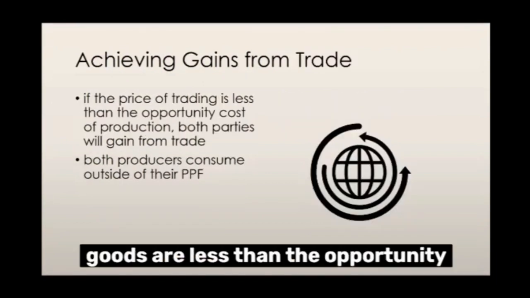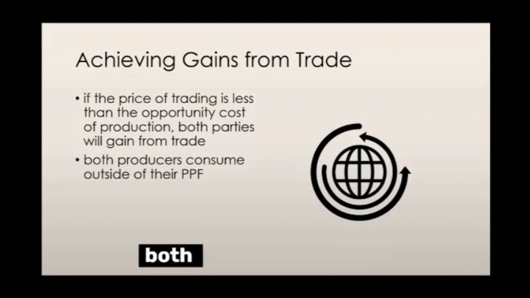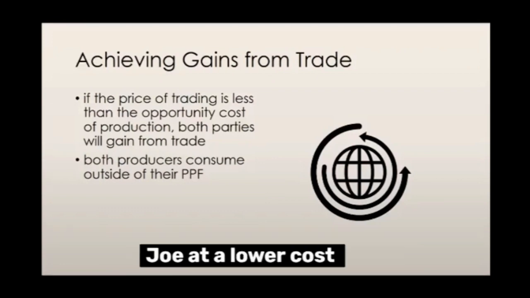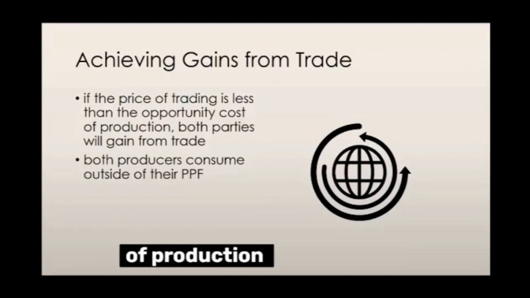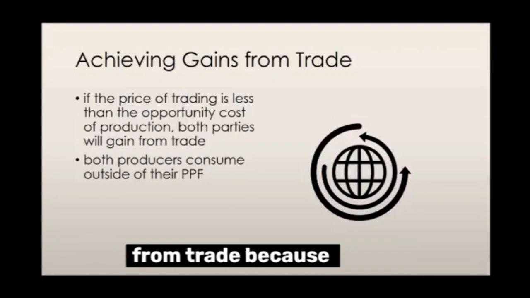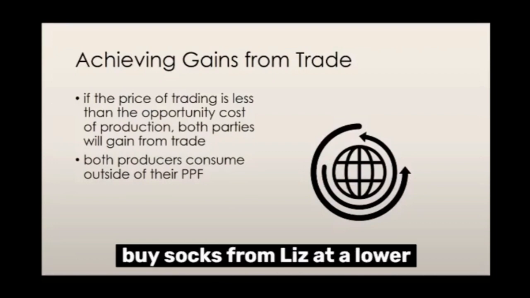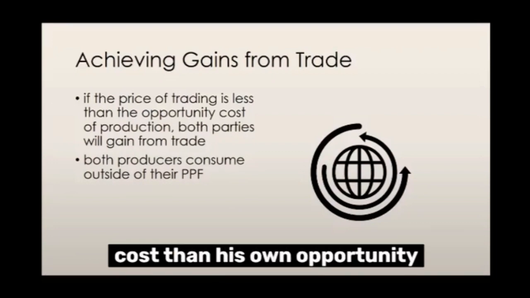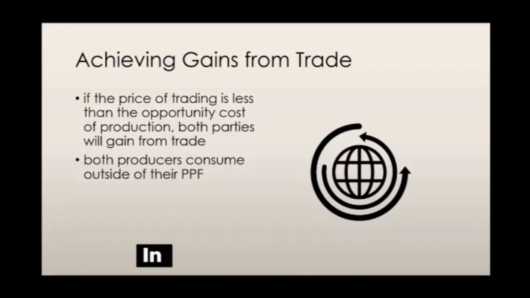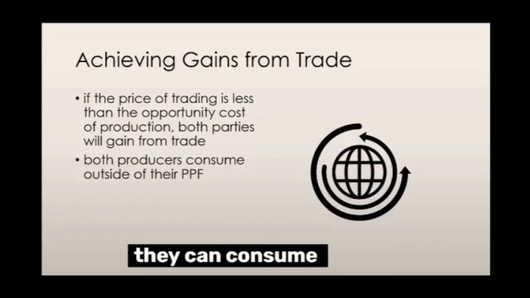As a general rule of thumb, if the trading price of the goods is less than the opportunity cost of production, then both producers will gain from trade. Liz gains from trade because she can buy t-shirts from Joe at a lower cost than her own opportunity cost of production. And Joe gains from trade because he can buy socks from Liz at a lower cost than his own opportunity cost of production.